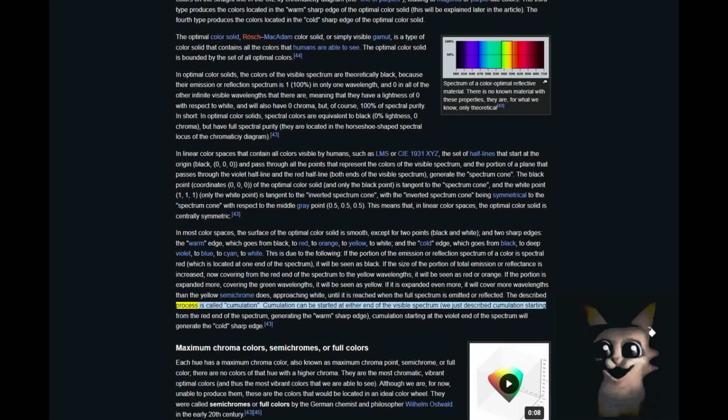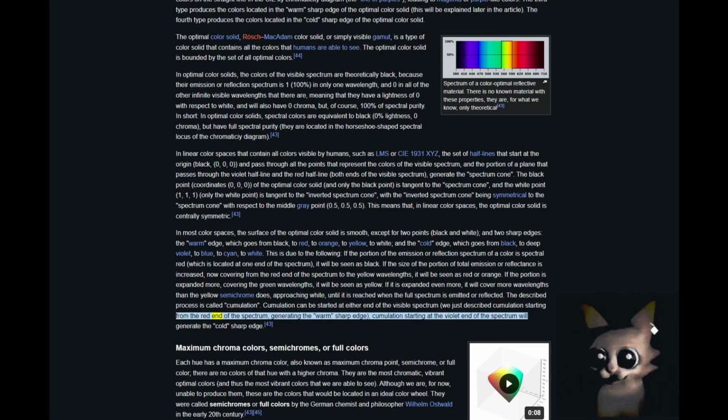The described process is called cumulation. Cumulation can be started at either end of the visible spectrum. We just described cumulation starting from the red end of the spectrum, generating the warm, sharp edge. Cumulation starting at the violet end of the spectrum will generate the cold, sharp edge.